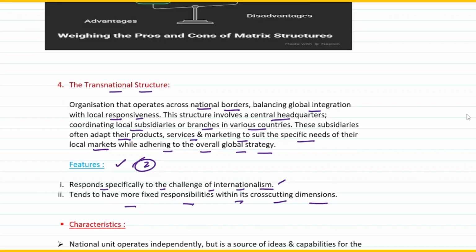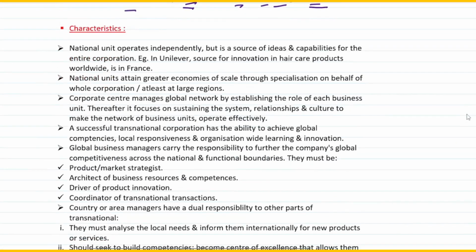So first thing is, you need to respond specifically to the challenge of internationalism. That's the first point. And secondly, you have more fixed responsibilities within its cross-cutting dimensions. Cross-cutting means simply to join two or more categories. Fine. Then moving on, what are the various characteristics of the transnational structure?